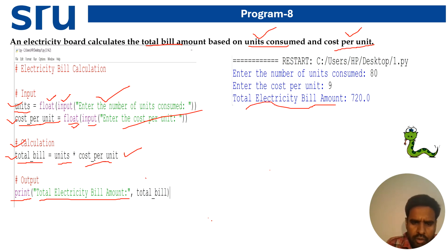The output is stored in total_bill. When you run this program, it will ask you to enter the number of units. I have taken 80 here. Again it asks to enter the cost per unit. Per unit how much cost? 9 rupees. So it will come as 720 rupees.